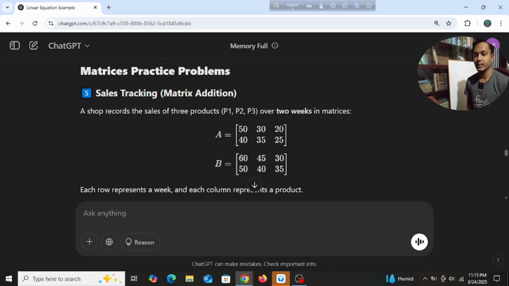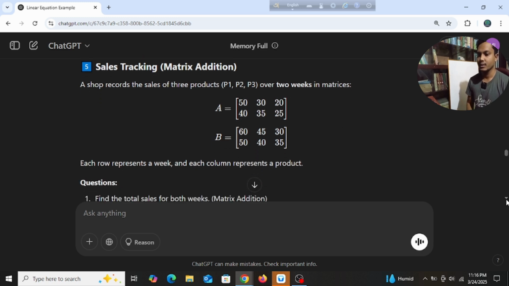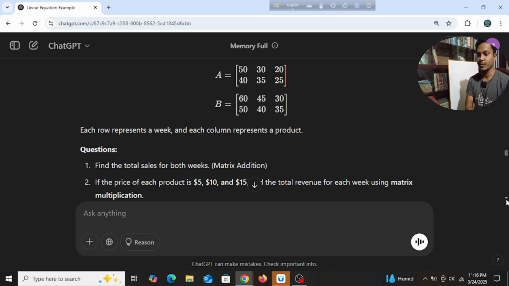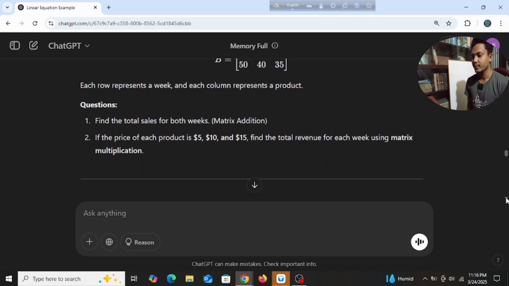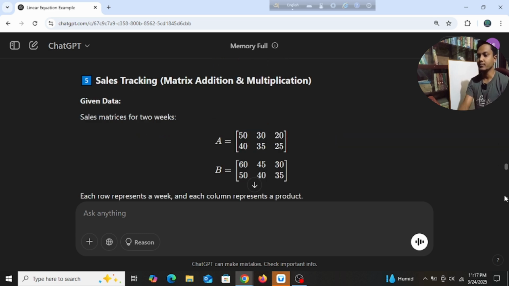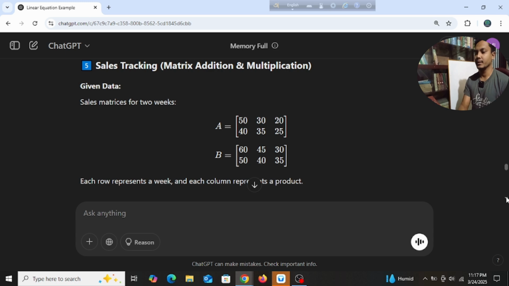Now we have another problem, that is sales tracking, matrix addition. A shop records the sales of 3 products, P1, P2 and P3, over 2 weeks in the matrices: 50, 30, 20. Each row represents a week and each column represents a product. Find the total sales for both weeks. If the price of each product is $5, $10 and $15, find the total revenue for each week using matrix multiplication.